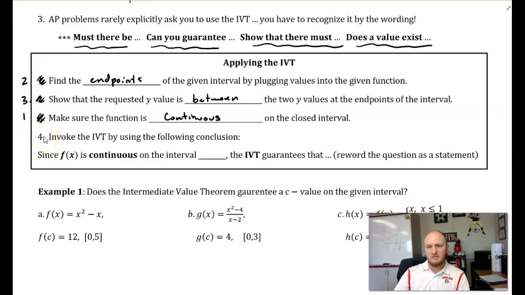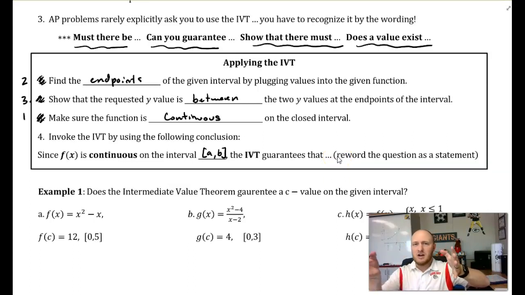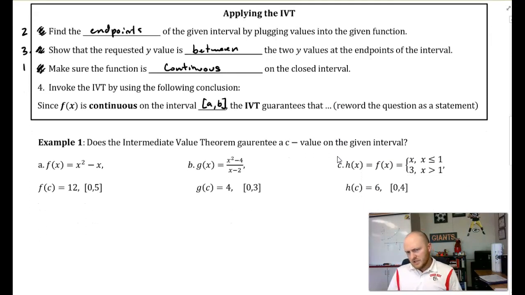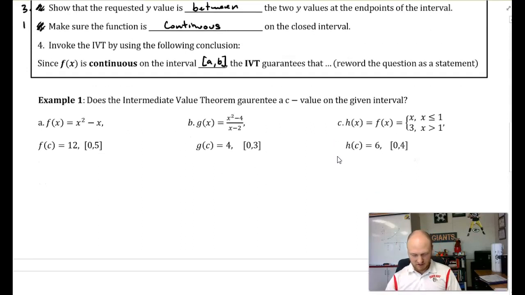Okay, step one, step two, step three. Then step four, you invoke the IVT by using the following condition. Since f of x is continuous on the interval, they'll give you the interval, for our purposes here you can plug in the closed interval a comma b, the IVT guarantees that, and I'm not going to try to word something together that sounds good. I'm just going to regurgitate whatever their question was. There you go. I'll show you an application of this in a moment, but first I want to talk about some situations, just seeing, can I use the IVT? I want to analyze the conditions first to get you familiar with them.